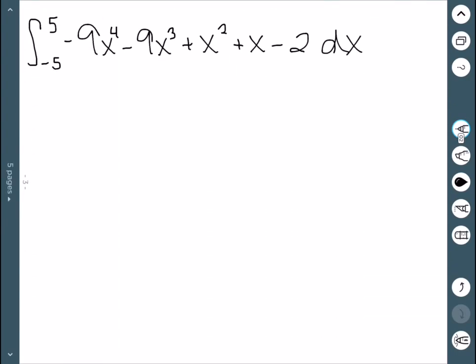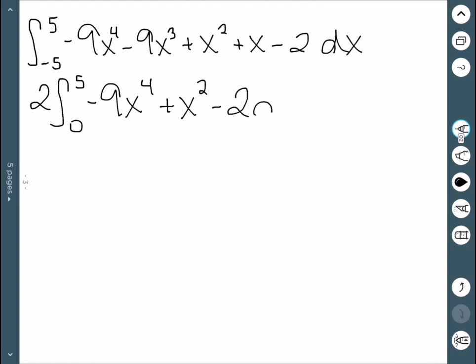So let's look at an example. This one goes from negative 5 to 5. So we'll change this to go from 2 times the integral from 0 to 5. Negative 9x to the 4th is an even function, since that is an even exponent. Negative 9x cubed, 3 is an odd exponent, which means that term is going to go to 0 since it is an odd function. X squared is even. X is an odd function, so that'll go to 0. And then negative 2 is an even function. When dealing with polynomials, we're really looking for even exponents or odd exponents.